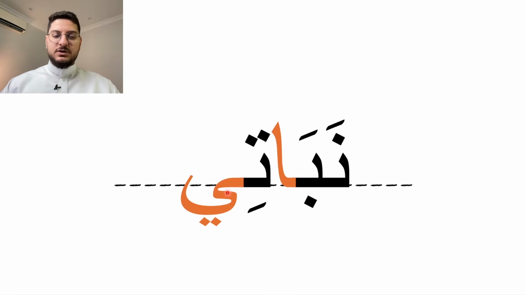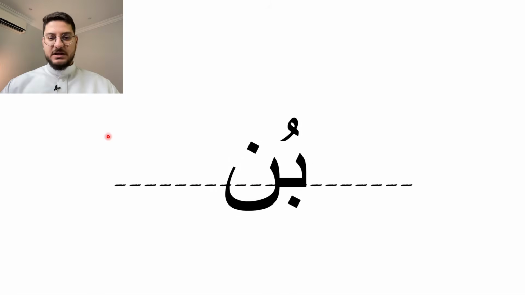Remember the 2 dots below? The ya, it's in orange, so it's making the t twice as long. So it's t, t. So na, ba, ti, nabati. And nabati means vegetarian.